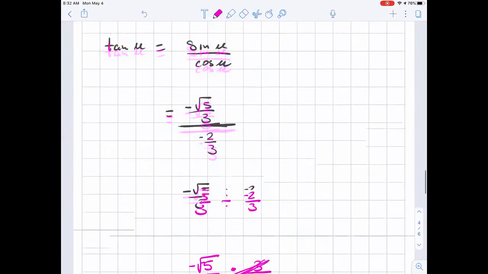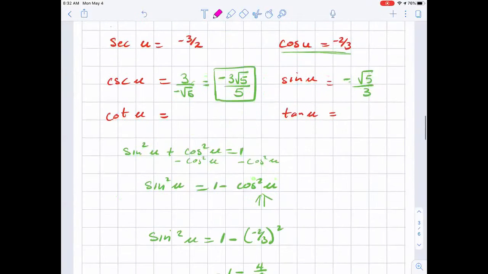So we've just found tangent, which is root 5 over 2. And if you know tangent, you know cotangent. So this becomes 2 over root 5, which is 2 root 5 over 5. This is the answer you have to give, because you can't leave radicals in the denominator. Okay? Questions? Any questions?